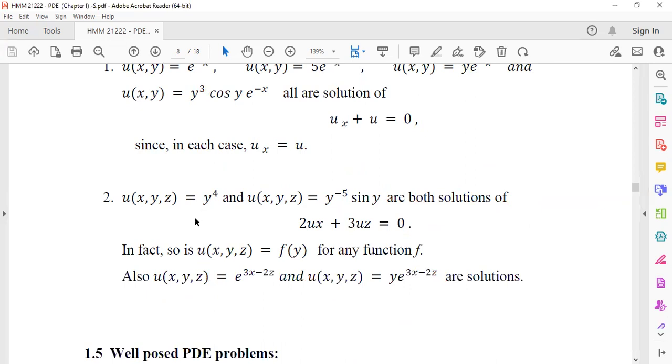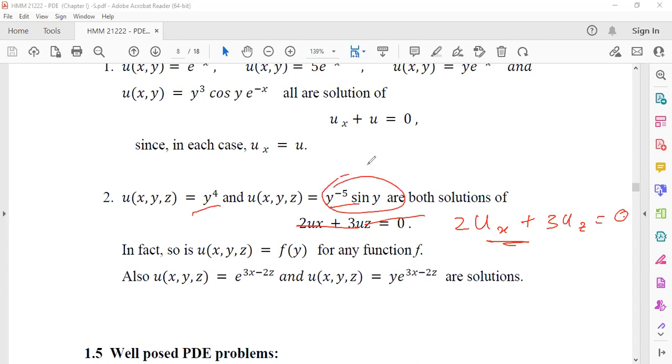The equation will be like this: u_2 u_x plus 3u_z. I think it has changed. This will be the question. See whether these two equations are satisfied for this one. Yes, one equation, the partial differential equation.